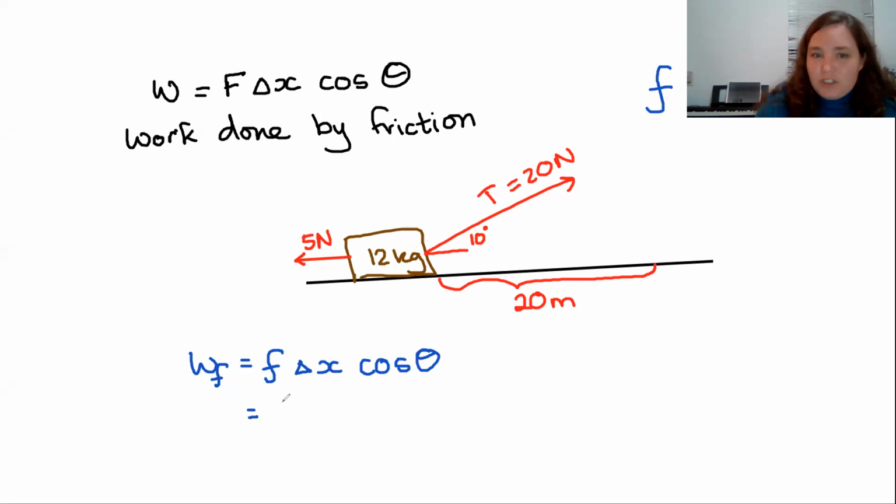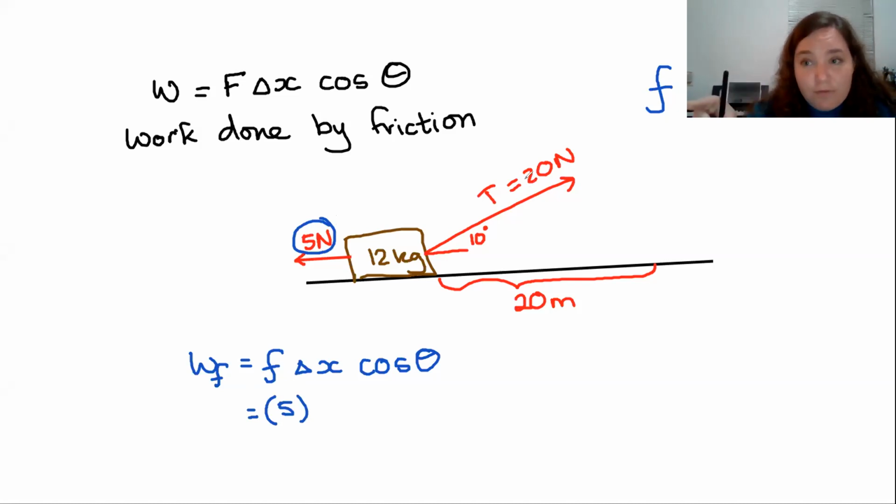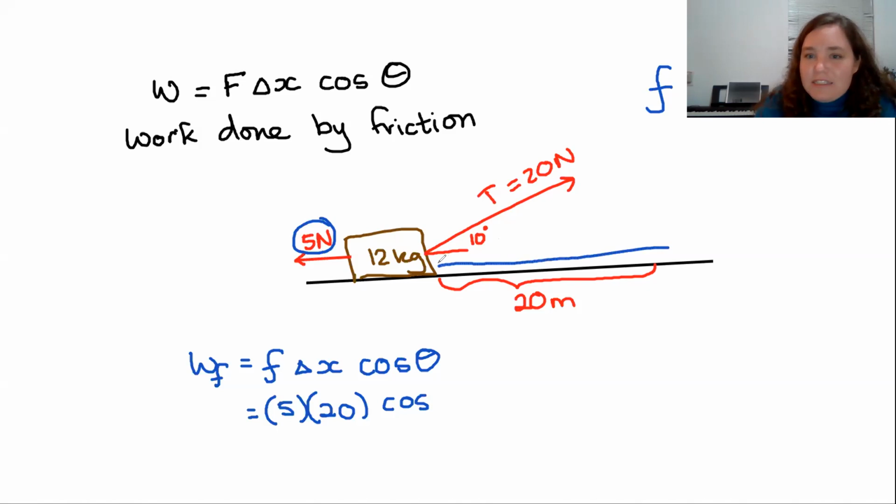So here if we use friction, the friction is that 5 newtons. Yes, there's a 20 newtons, but that's going to be the work done by the applied force, not by the friction. Friction's only for friction. The displacement that this object covers is 20 meters. And the angle between the displacement and the friction: our displacement is this way, our friction or our force is that way. So if you think about it, those angles make this cos of 180.